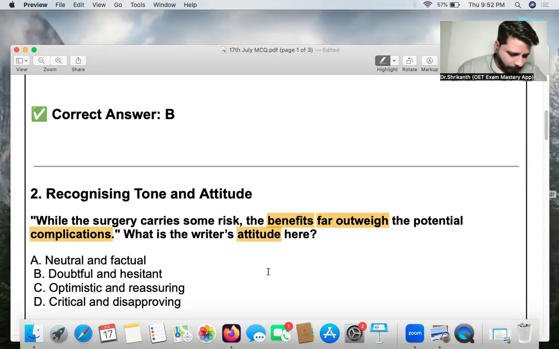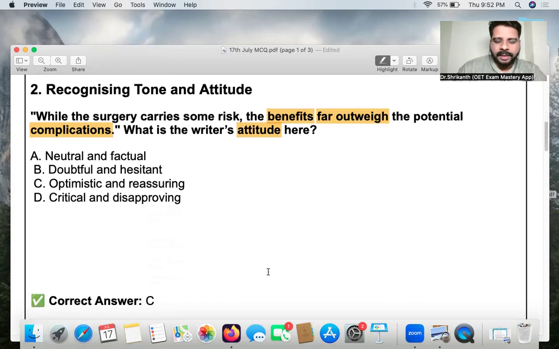I'll give you 15 more seconds. Right, 5 seconds more. Right, so the correct answer option is basically C. The right answer is optimistic and reassuring. Optimistic basically means positive. The writer is positive. Reassuring also means positive.